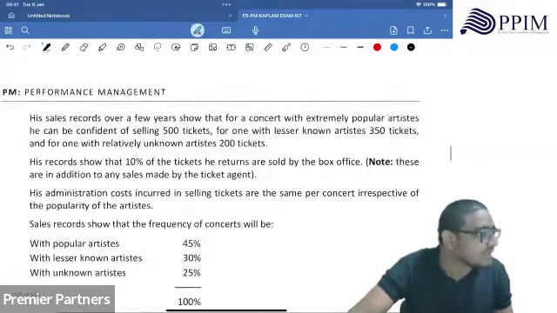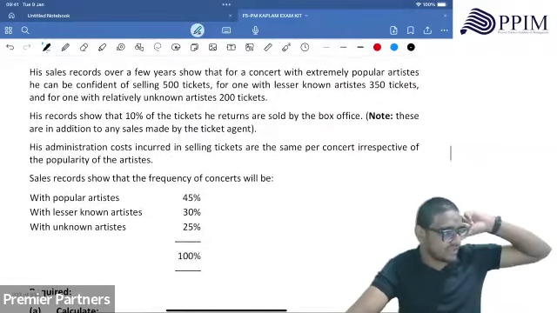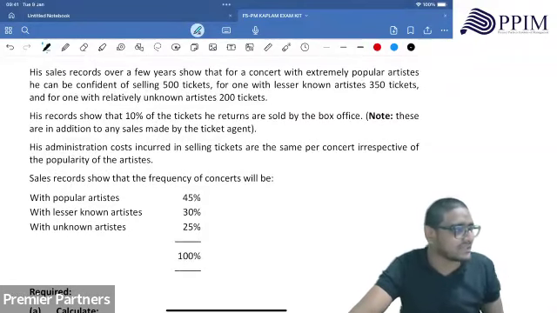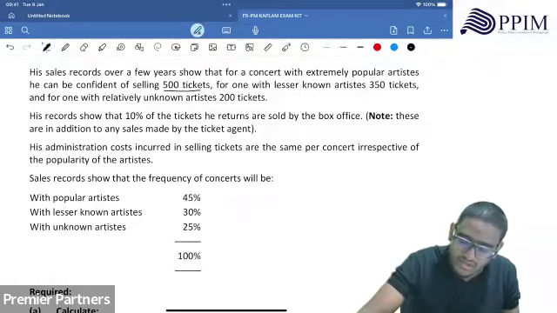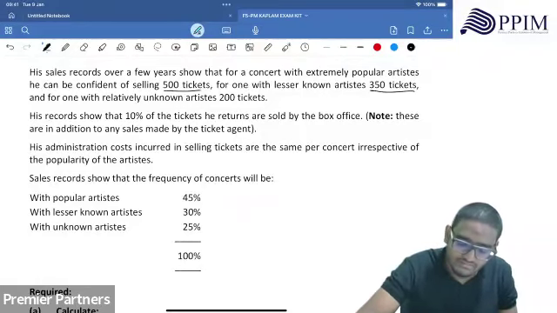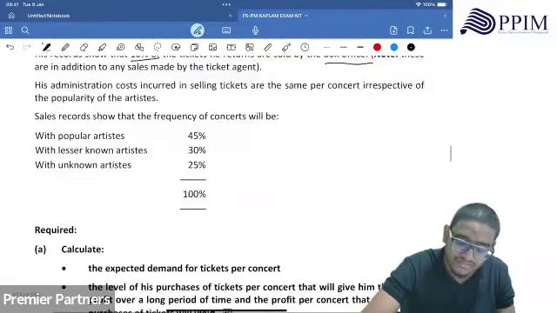His sales records over a few years show that for a concert with extremely popular artists, he can be confident of selling 500 tickets. With lesser known artists, 350 tickets. For one with relatively unknown artists, 200 tickets. His records show that 10% of tickets he returns are sold by the box office. Note, these are in addition to any sales made by the ticketing agent.